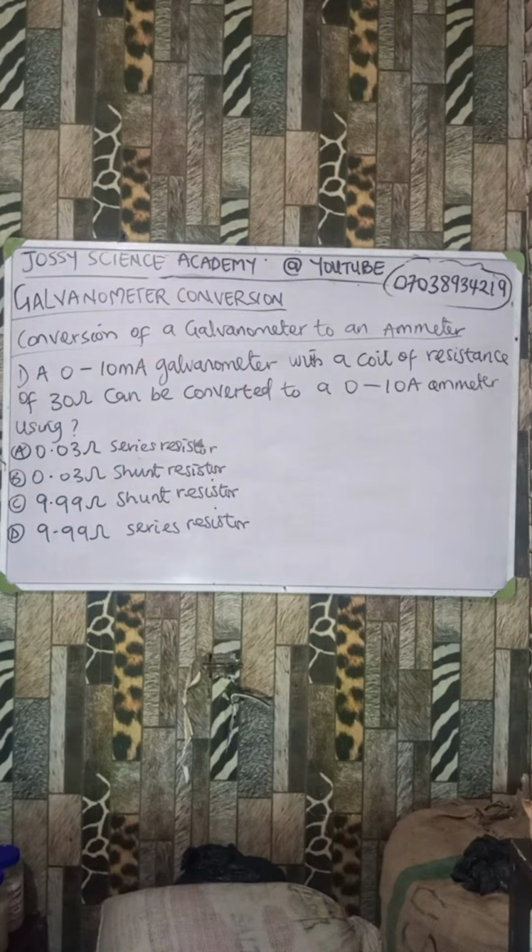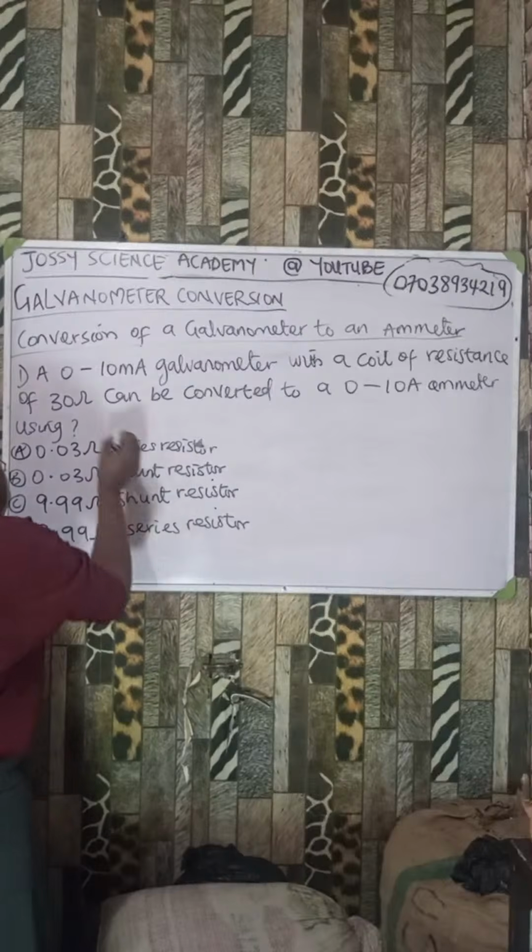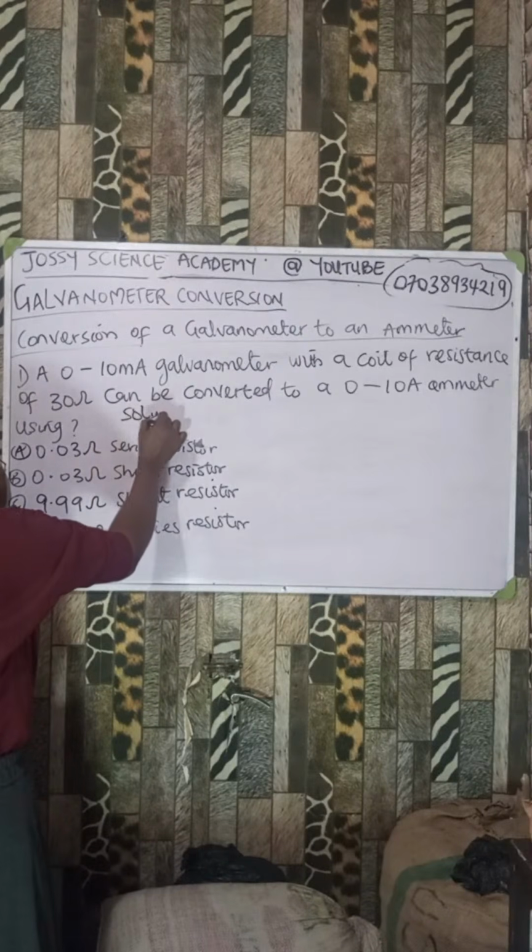Now you can see the question and see what we can solve to do this. We have a galvanometer that ranges from 0 to 10 milliamperes, but it has a coil resistance of 30 ohms. How can we convert this galvanometer to do the work of an ammeter, given as 10 amperes? We have to solve and get our answer in the options provided. Before we solve, guys, let's look at the parameters. Let me say solution.